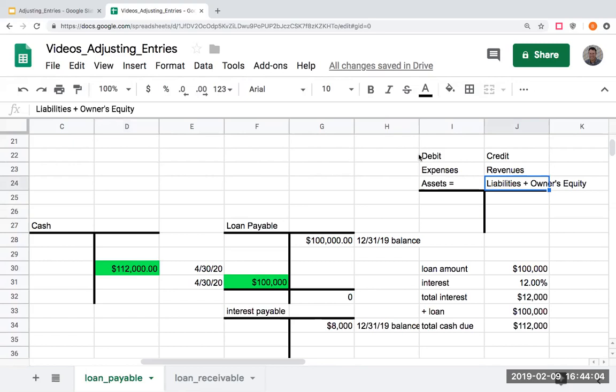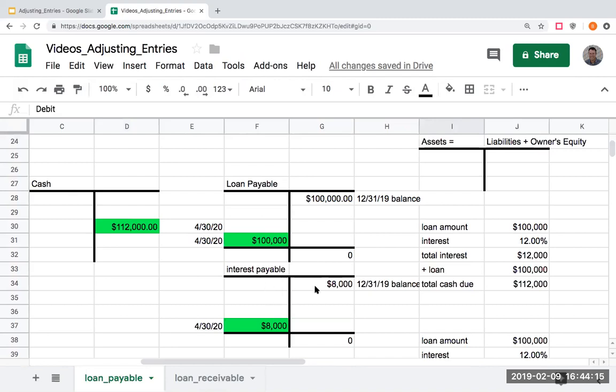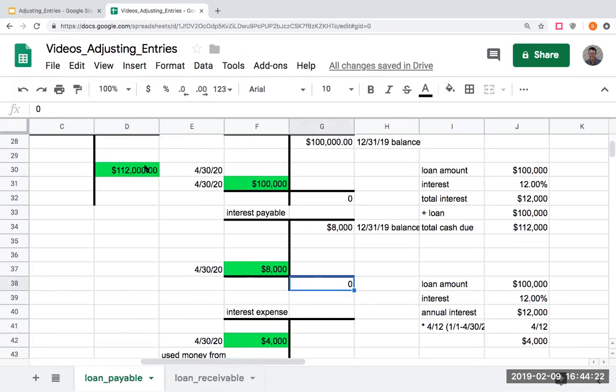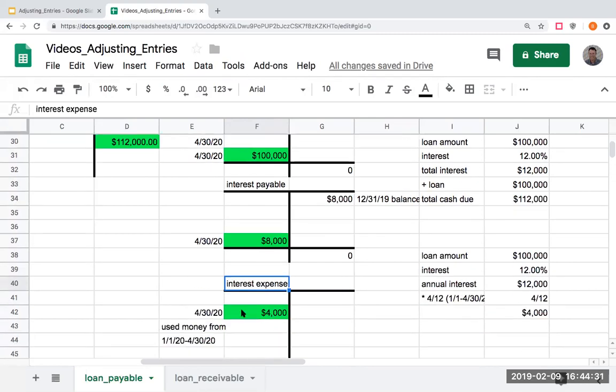At the same time, I'm reducing my liabilities because I no longer owe this $100,000 or my interest payable. So over here, I'm going to debit or decrease my liability. And with my interest payable, I'm also going to show that as a debit to go down to 0. But the problem I run into is that my total debits do not equal my total credits. So what I need to do is figure out, well, what's that extra amount? And that amount is interest expense, or the use of my money from January 1st through April 30th of 2020.